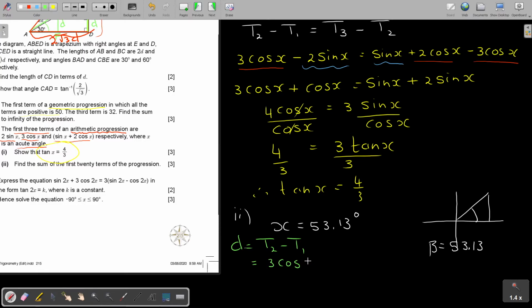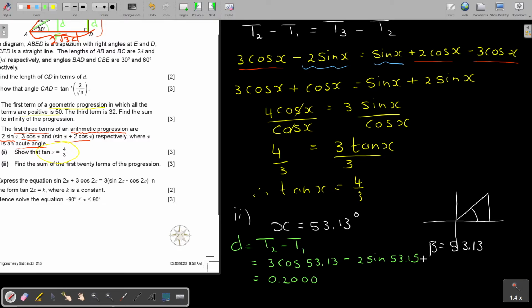3 cos 53.13 minus 2 sin 53.13. Basically you're just going to press that on your calculators. 3 times cos 53.13 minus 2 multiply sin 53.13 equals. Now you get 0.2000. If you make it to 3 significant figures at least, or 4, it's still going to be just that. That's the value of d.